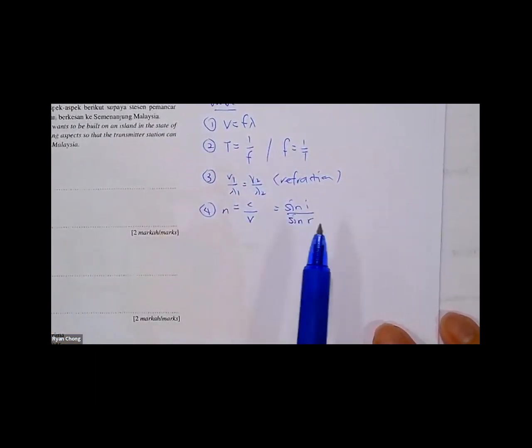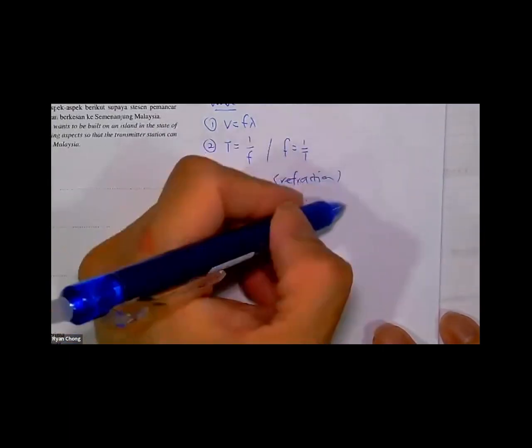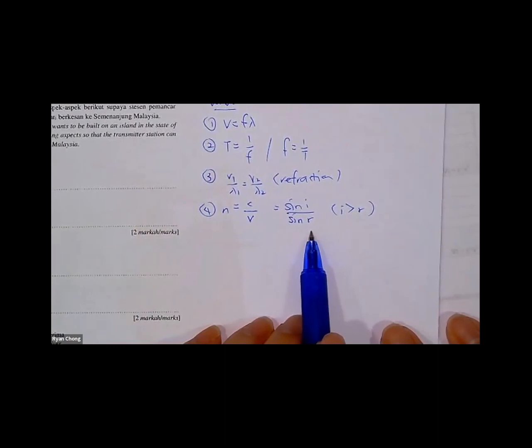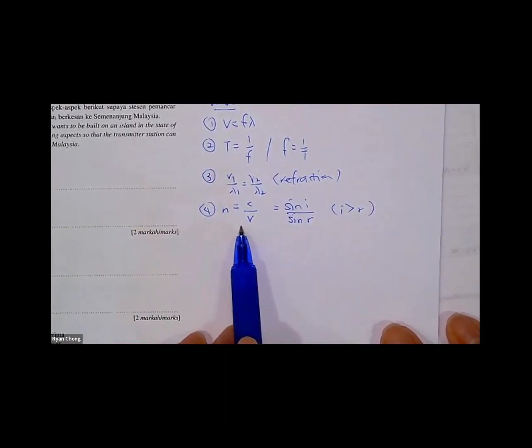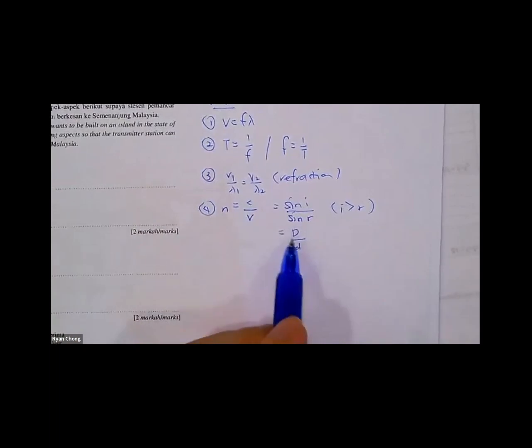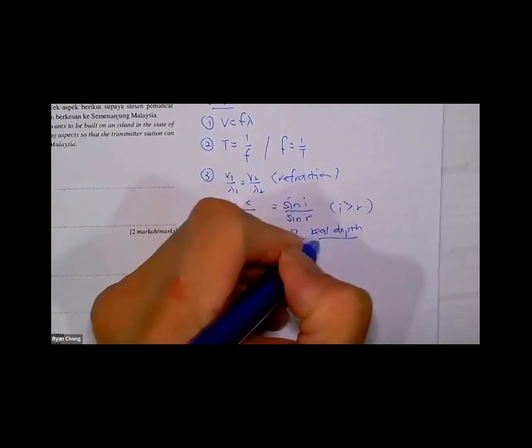Usually when I ask my student, if you forget the formula, you just write sine sana. Okay, all right. So angle of incidence, the upper angle, must be more than lower angle. The reason is because your refractive index is always more than 1. So in order to make them perfect, we will always put the larger number on the top. So D over D, what is that? Real depth divided by apparent depth.